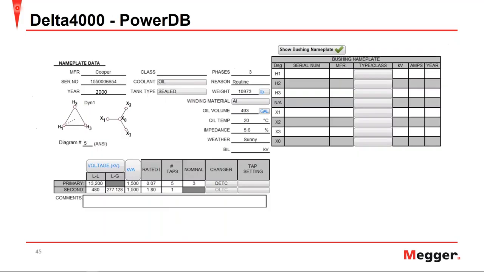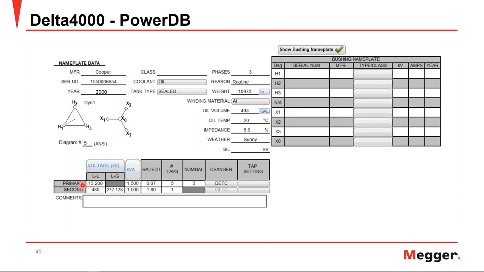Now, let's look into the power factor or the Delta 4000 software. The Delta 4000 utilizes PowerDB as its software. You can see here, when opening the software, that you have the input of your nameplate data, which is necessary, for instance, your vector diagram to determine what vector diagram or configuration your transformer's in.